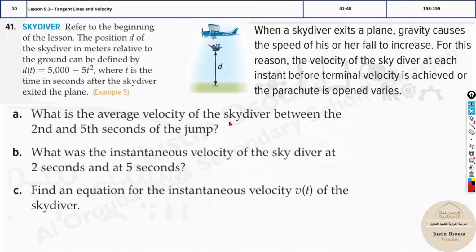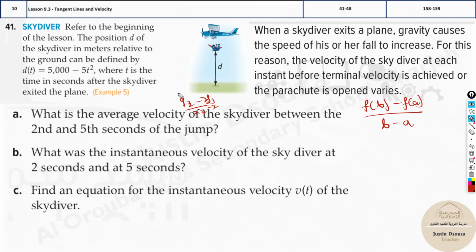Now, what is the average velocity of the skydiver between the second and the fifth second of the jump? Now here the time is given, t, right? And they have told the second and the fifth second of the jump. Now the average velocity is given by a formula, that is the function of b minus the function of a divided by b minus a. This is like the slope formula, y2 minus y1 by x2 minus x1. That's it. Basically you're finding the average.